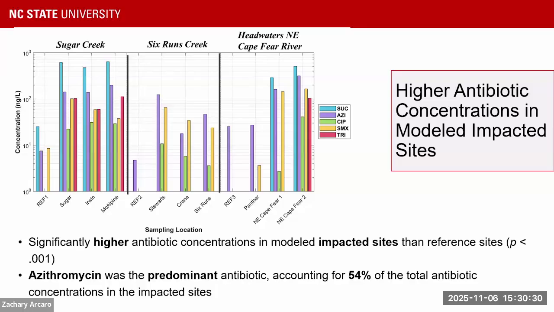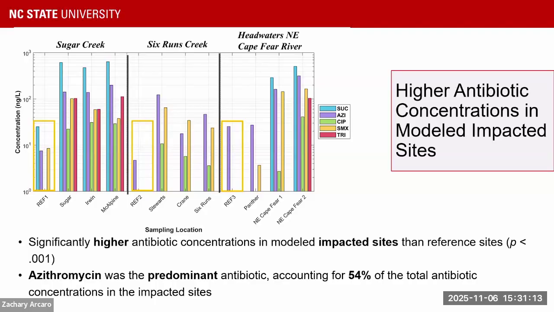So we learned that we were able to identify within the watershed where we would expect antibiotics to be higher. The sites I drew that box around are our reference sites. And our impacted sites were statistically significantly different than our reference sites. Azithromycin was the predominant antibiotic, accounting for 54% of the total antibiotic concentrations. And I believe it was for azithromycin and maybe SMX, there were 2 compounds where the concentrations that we measured were higher than any of the concentrations that had been reported in North Carolina up to that date.